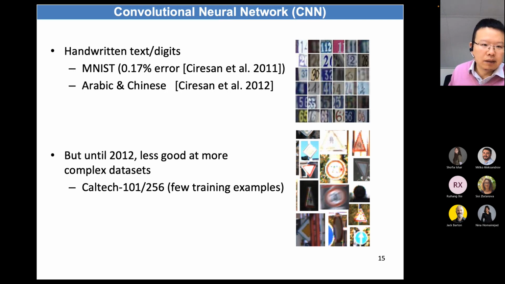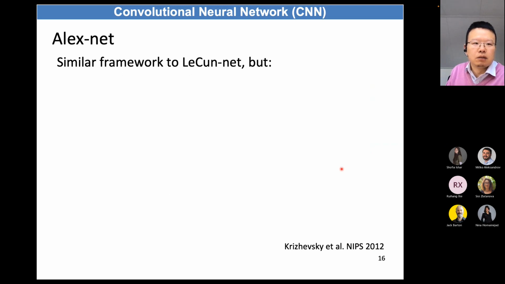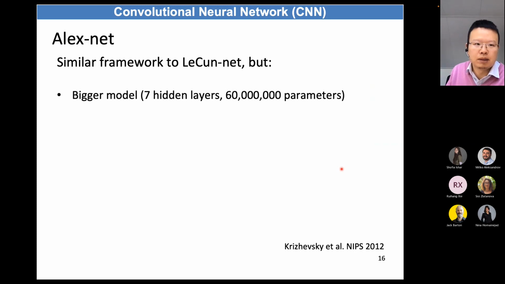But before, let's say 10 years ago in 2012, it was less good at a bit more complex data sets. At that time, people were working on the so-called Caltech data set, 101 or 256. This is basically a classification data set with few training examples, so it's not that well known. Only a small group of people worked on deep learning, not like nowadays. Then in 2012, news came out that this AlexNet appeared, right?